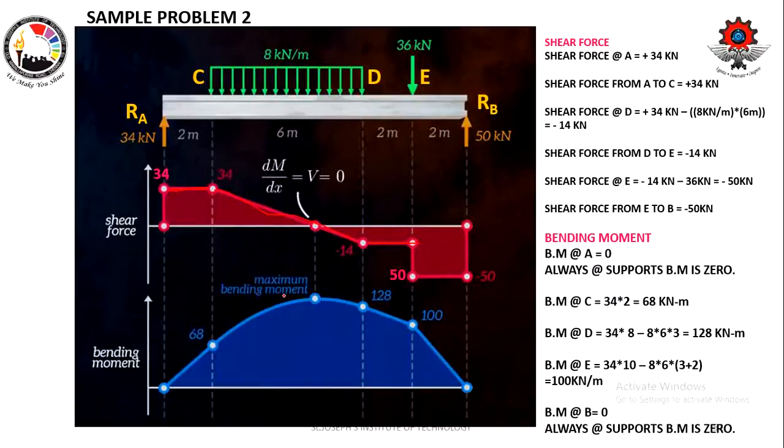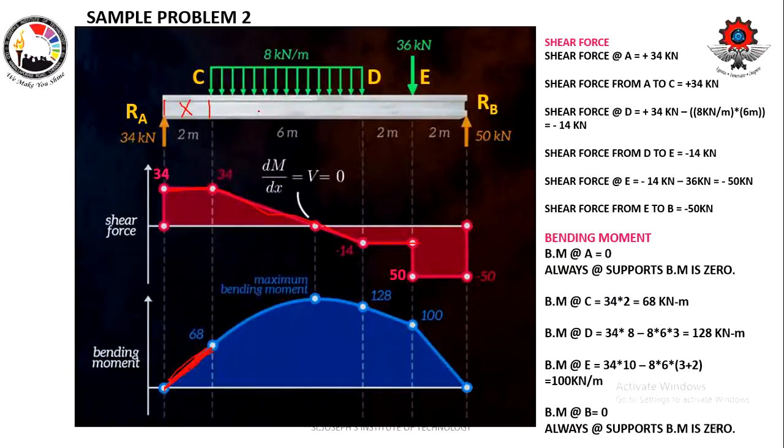Now for bending moment also, here there is no rate of loading, right? From point A to point C, there is no rate of loading. For no rate of loading, the bending moment should be a linear straight line, in the sense of an inclined straight line.